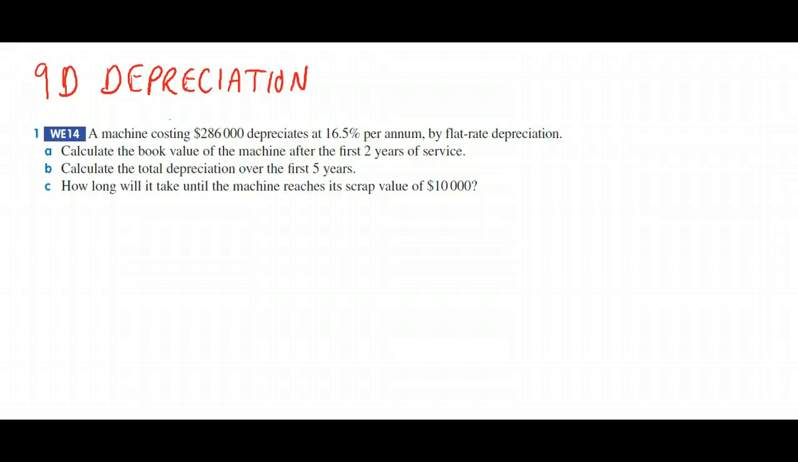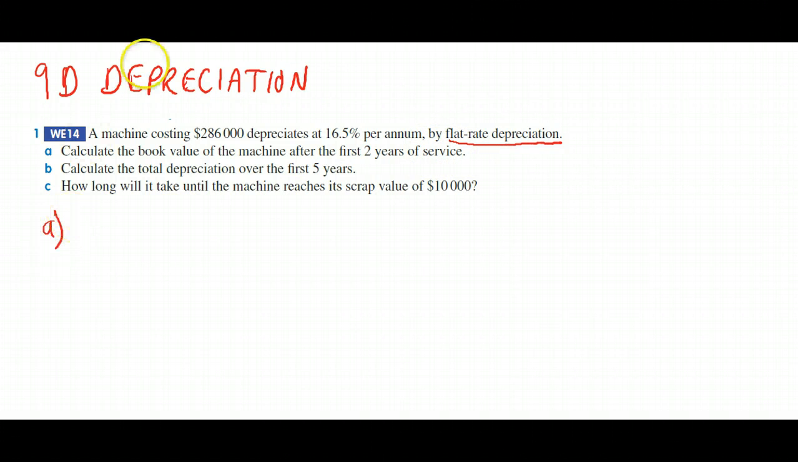Okay, in this video we're going to work through some questions from the textbook on depreciation. Here's question 1. We've got a machine that costs $286,000 and it depreciates at 16.5% per annum by flat rate depreciation. That's important. We know it's flat rate depreciation, not reducing balance. We've got to calculate the book value of the machine after the first 2 years of service.